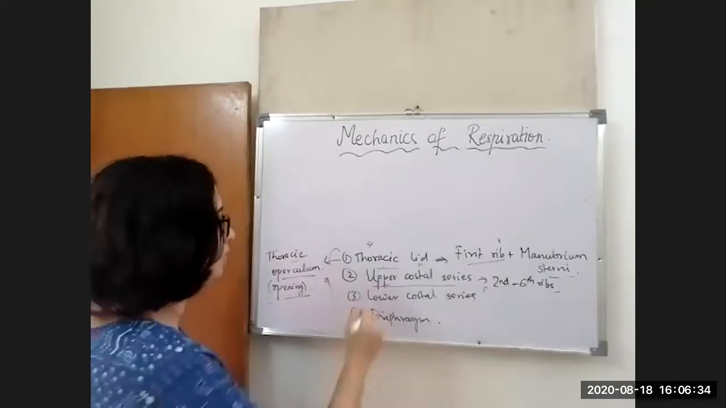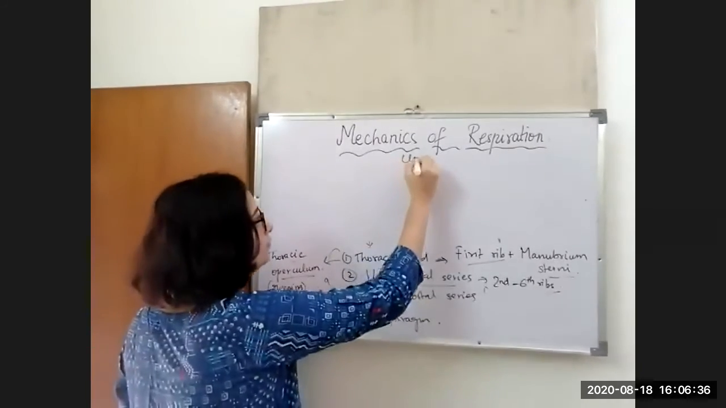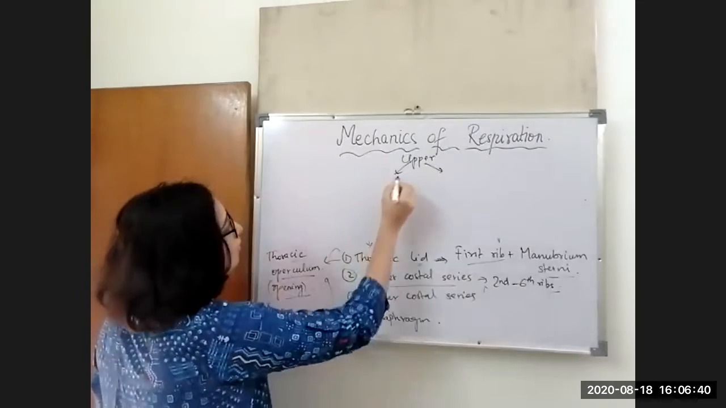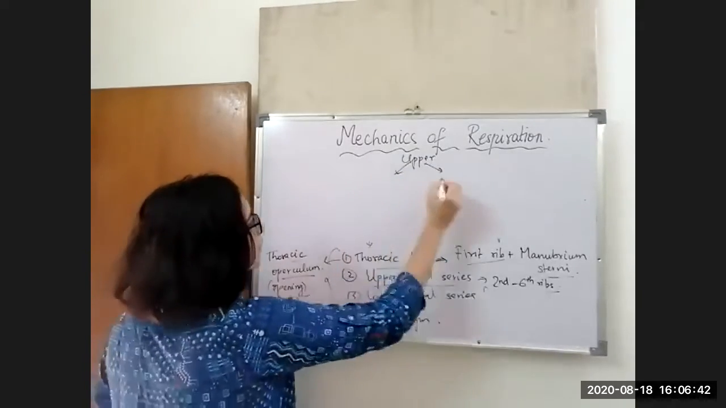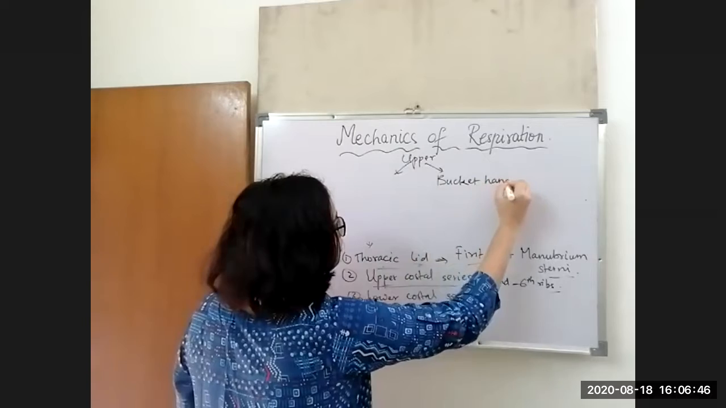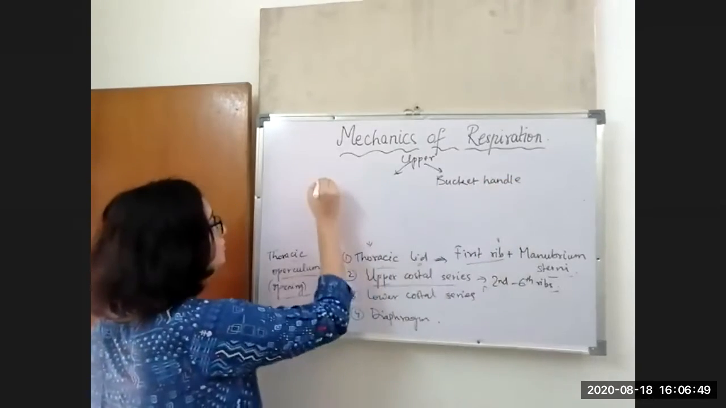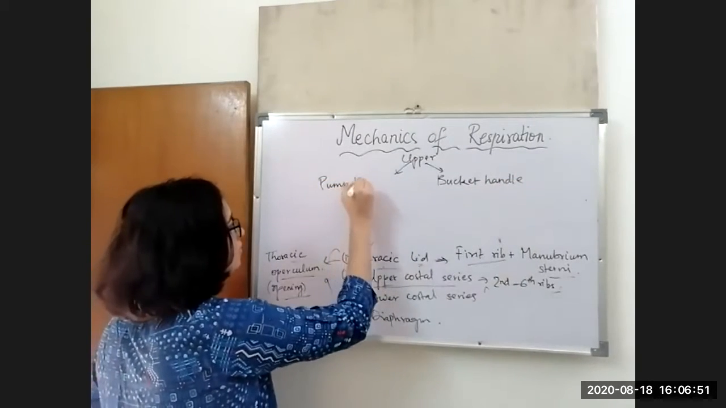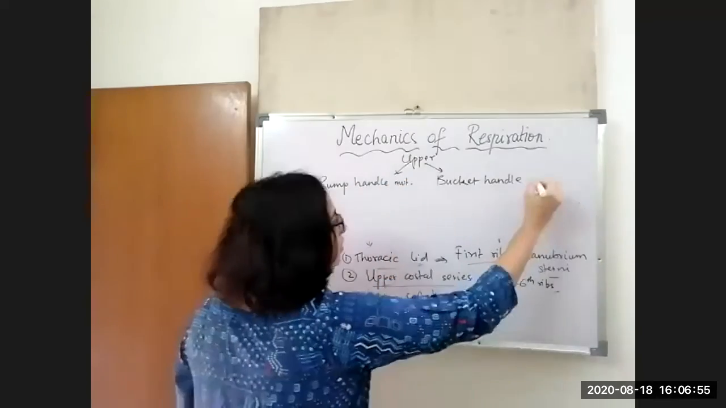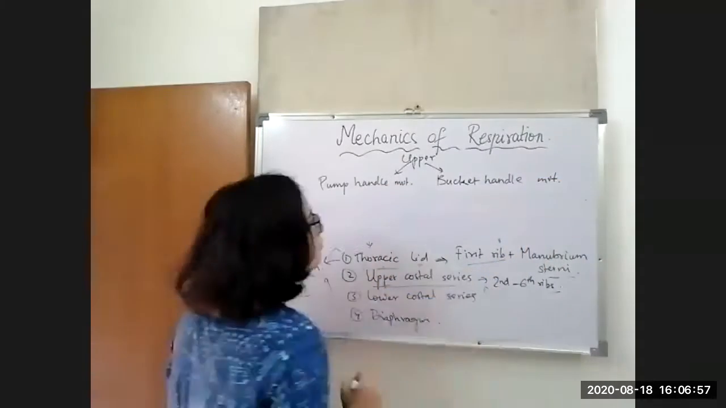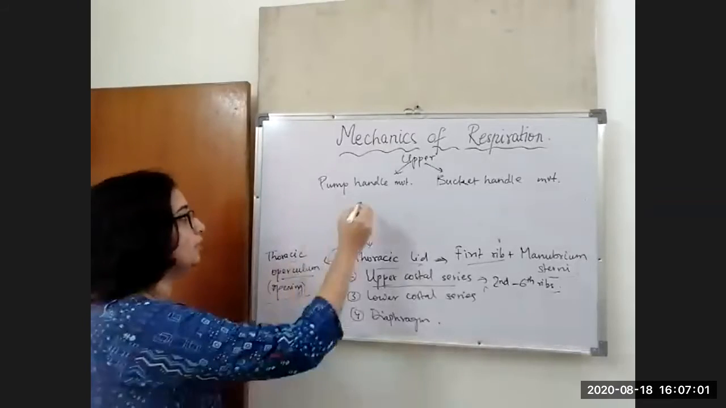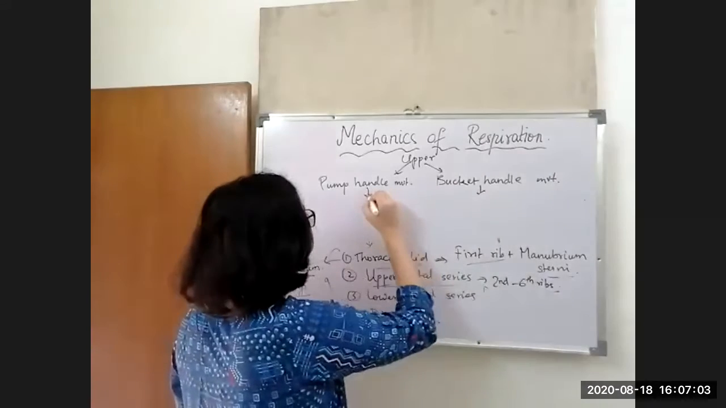Okay, so this upper costal series has two types of movement. One is your bucket handle movement, and the next one is a pump handle. These two types of movement are exhibited by your upper costal series. First one is pump handle movement. Next one is your bucket handle movement.